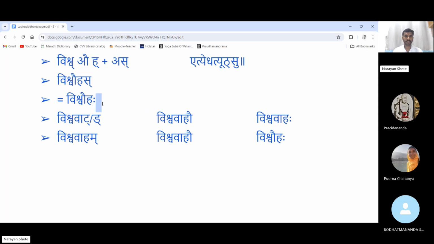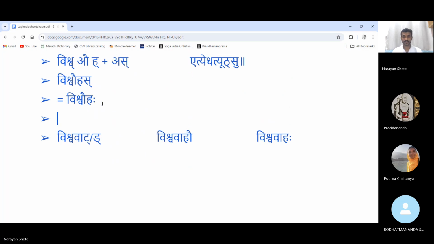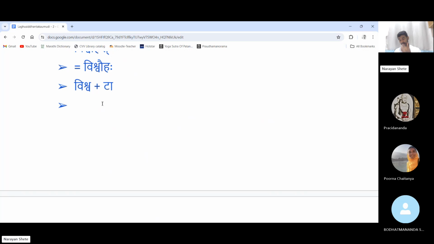Now, tritiya vibhakti ekavachana. Dhana ta. Ta is ajadi. It is asarvanama sthana, and because it is ajadi asarvanama sthana, the anga will get bha sanjna. Vishwa vaha.